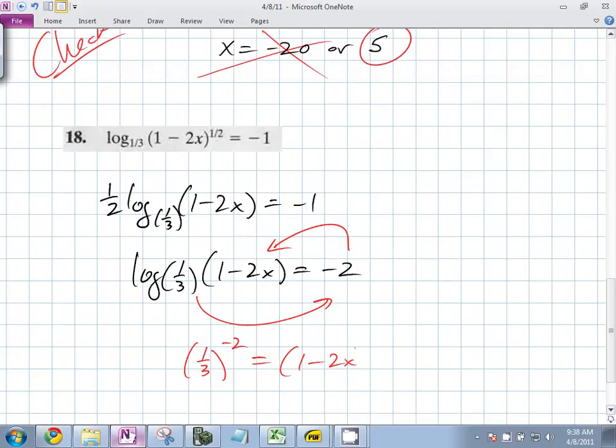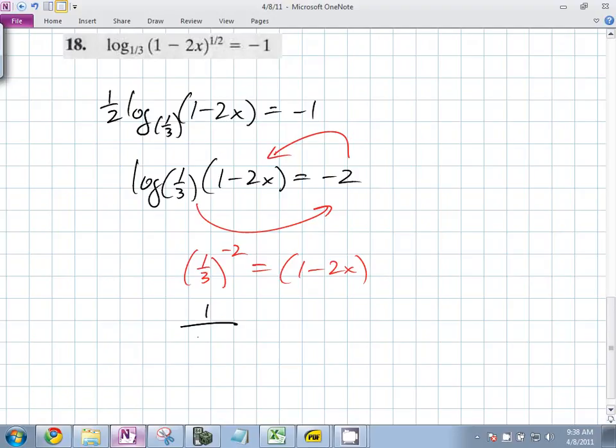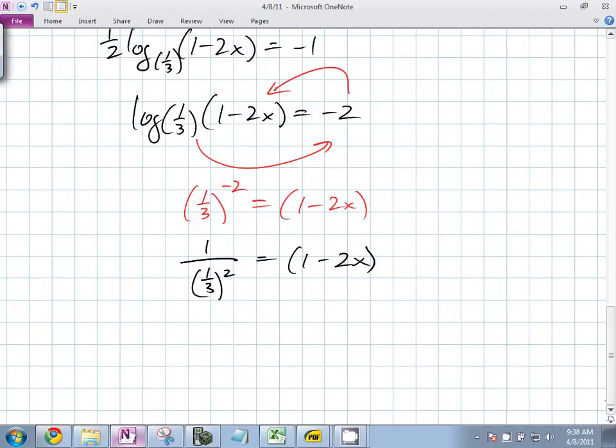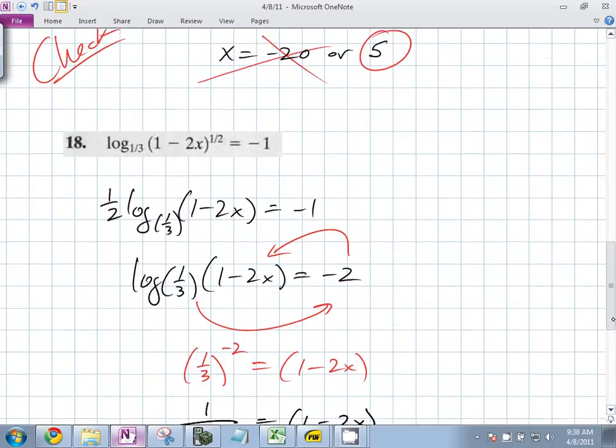Can someone tell me what 1/3 to the -2 is? 1 over 1/3 squared. Do not use your calculators. What's 1/3 squared? 1/9. What's 1 divided by 1/9? 9 is equal to 1 minus 2x. So 2x is equal to -8. So x is equal to -4. Check your answer. Can you plug in -4? Yeah, you sure can, because when you plug in -4, what's 1 minus 2 times -4?